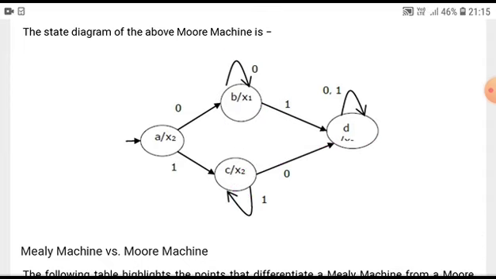So this is the basic difference between the Mealy and the Moore machine. I hope the difference will be clear to you.